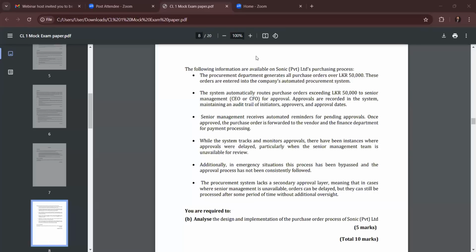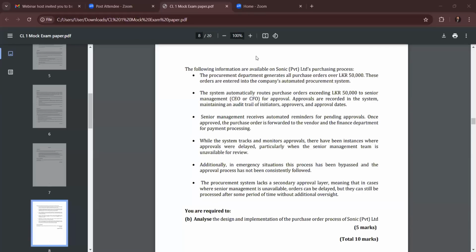Senior management receives automated reminders for pending approvals. What if they are not approved? There is a reminder system. Once approved, the purchase order is forwarded to the vendor and the finance department for the payment process. What are the issues?